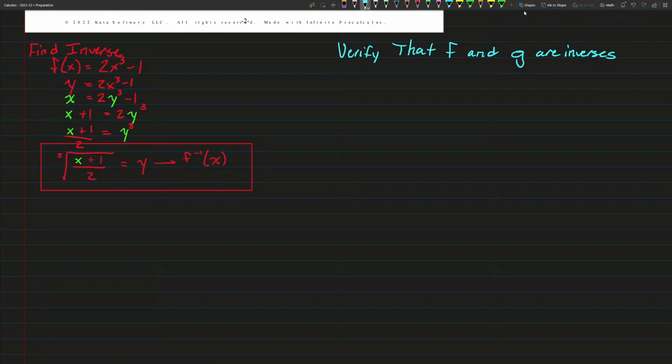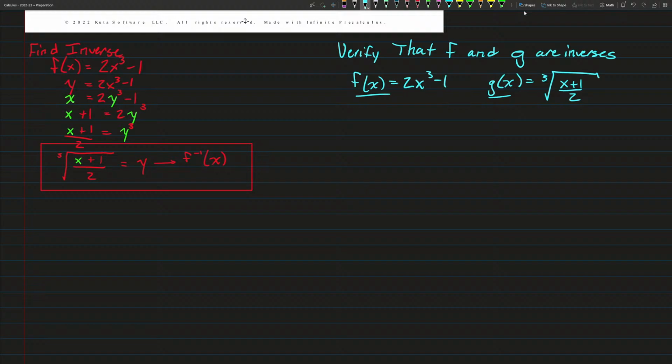Okay, and I'm going to give you that f of x is equal to 2x cubed minus 1, and that g of x is equal to the cube root of (x plus 1) divided by 2. Okay, so this is what we just worked with, but I'm running out of examples, and my school laptop is dying, so I can't regenerate a bunch. So this will do though, right? So say I give you these two functions and I'm asking you to verify whether or not they are inverses.